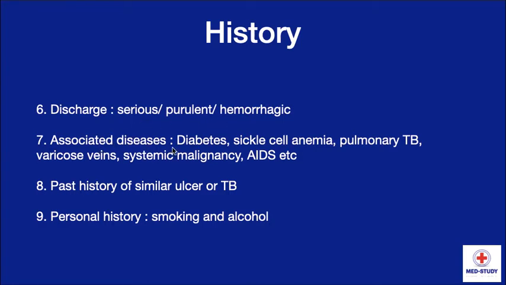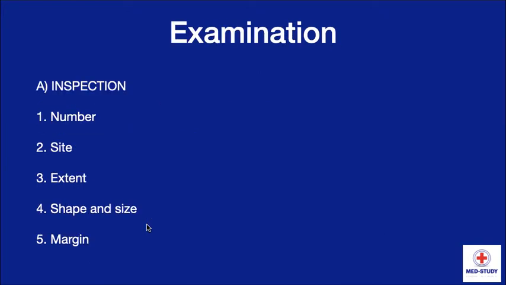Associated disease like diabetes, sickle cell anemia, pulmonary tuberculosis, varicose veins, systemic malignancy, AIDS, etc. Then past history of similar ulcer or tuberculosis. Then personal history including smoking and alcohol. Now coming to examination part.